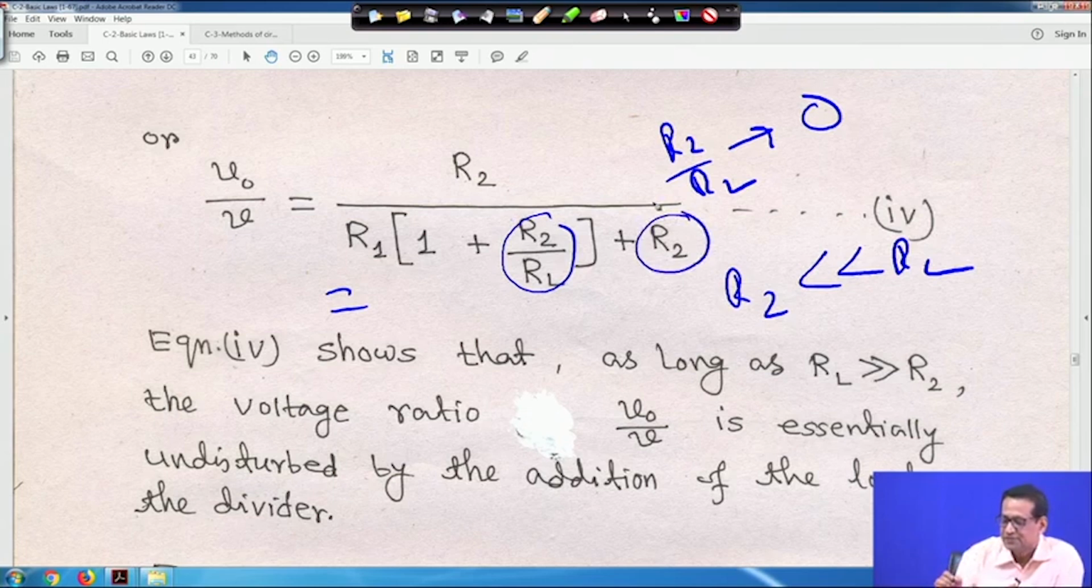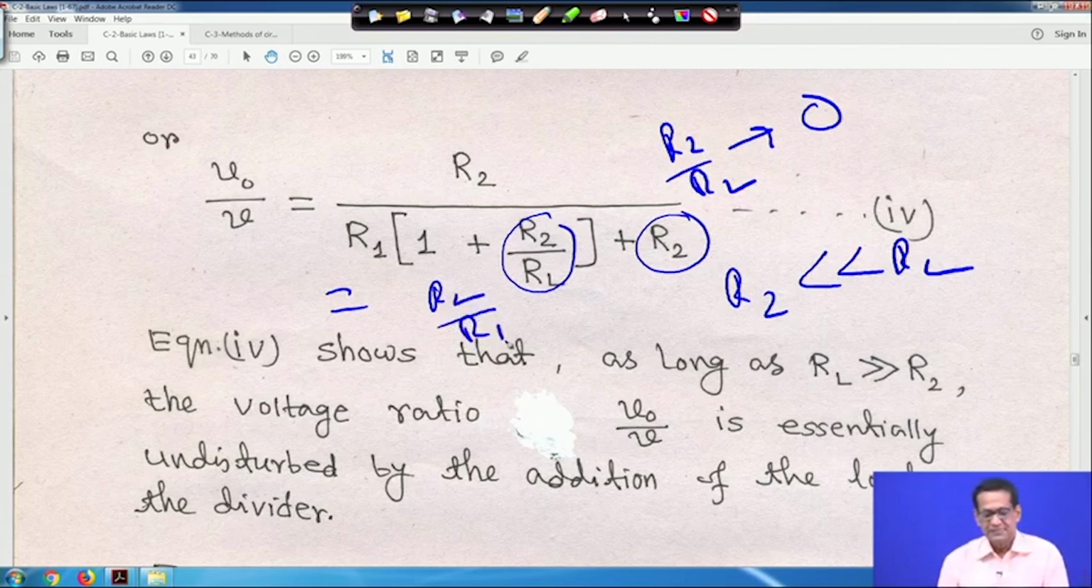So basically it will become, if we neglect R2 upon R1, such that V0 by V is essentially undisturbed by the addition of the load on the divider. So you have to make a little bit of understanding that R2 is very small.